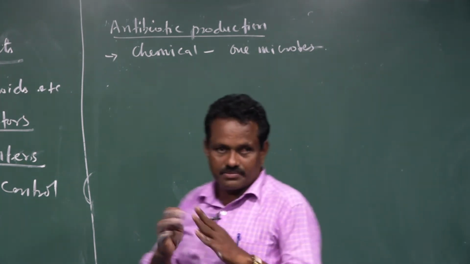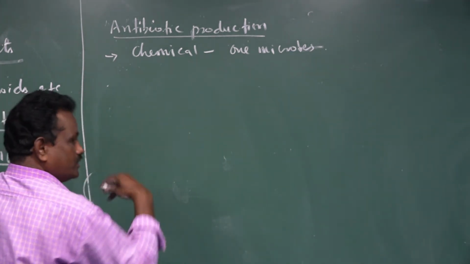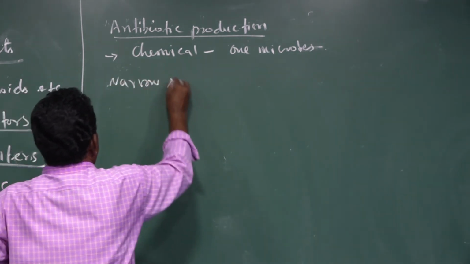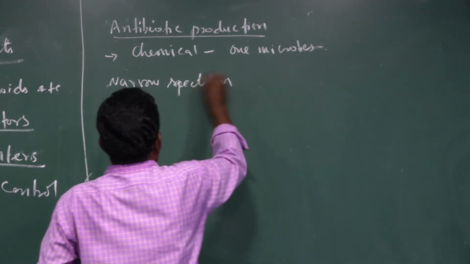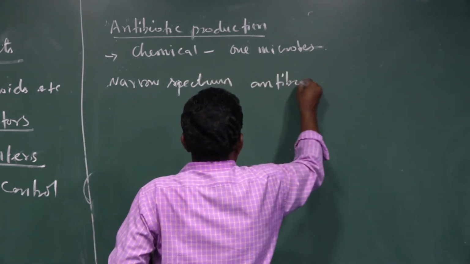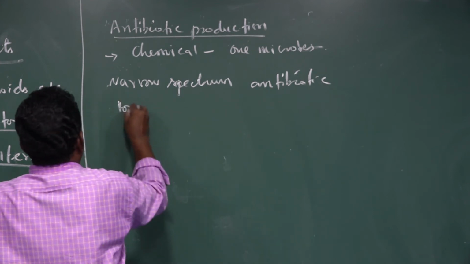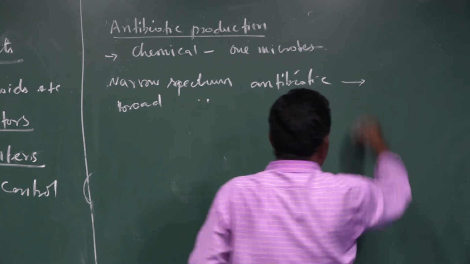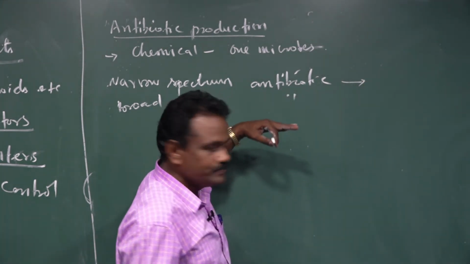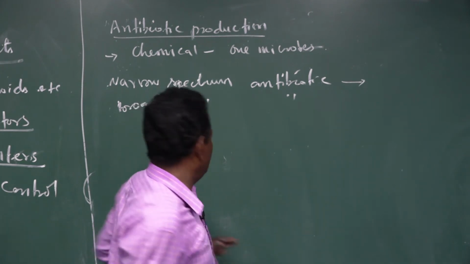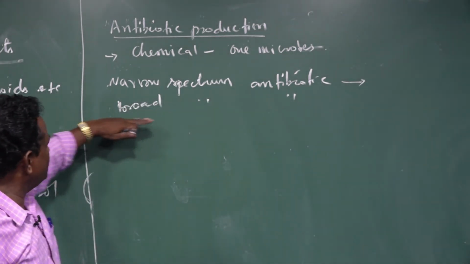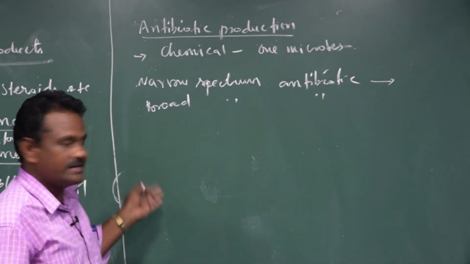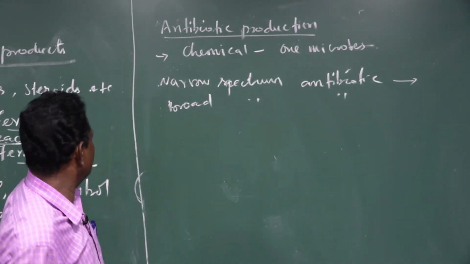Antibiotics are broadly classified into two types. One is called narrow spectrum antibiotics. Another one is called broad spectrum antibiotics. The narrow spectrum antibiotics can kill or destroy only a specific type of microorganism. But the broad spectrum antibiotics are able to kill or destroy a wide range of different types of microorganisms. This is one type of classification.